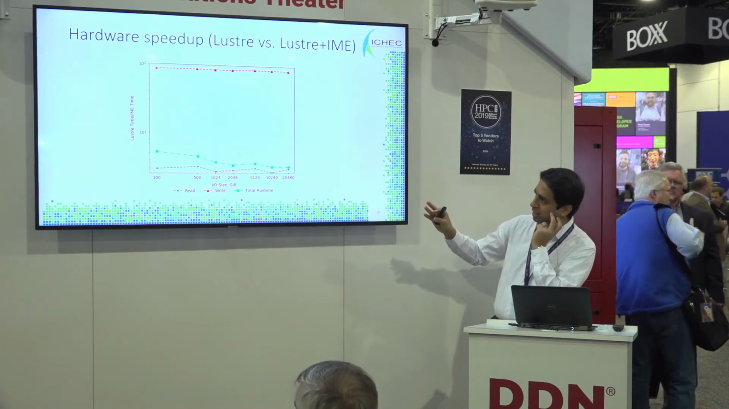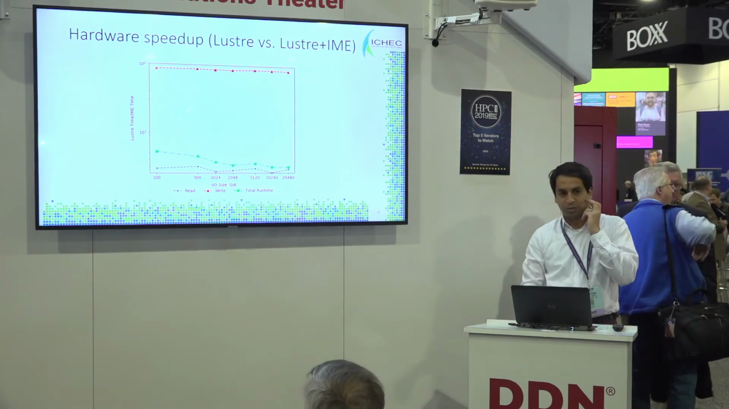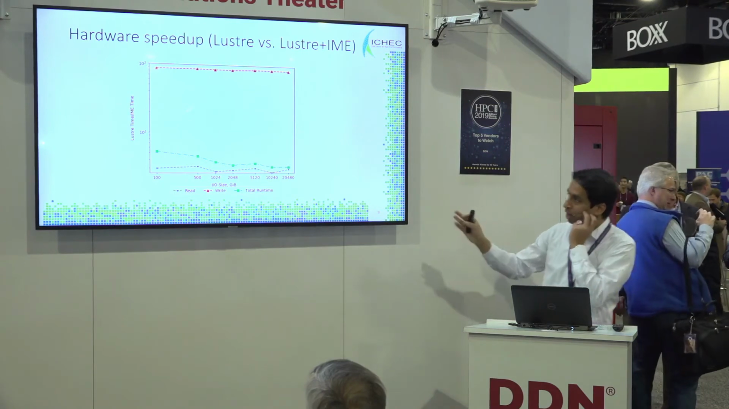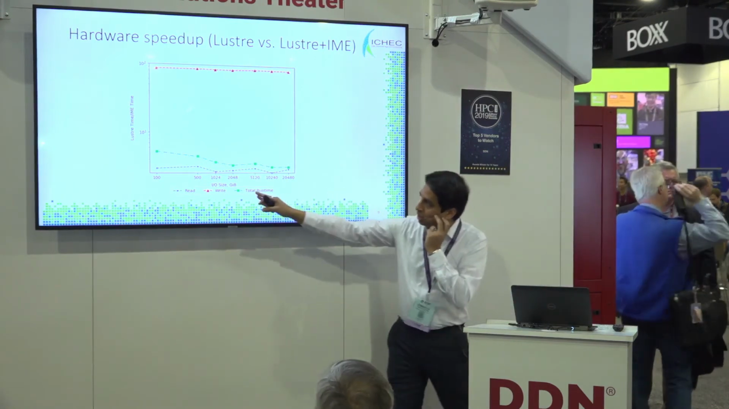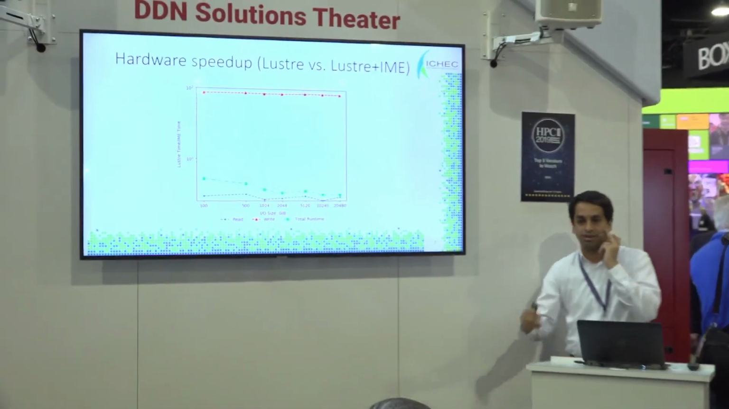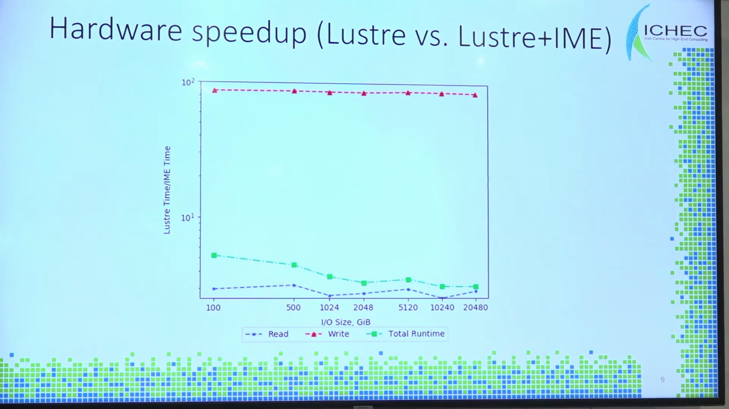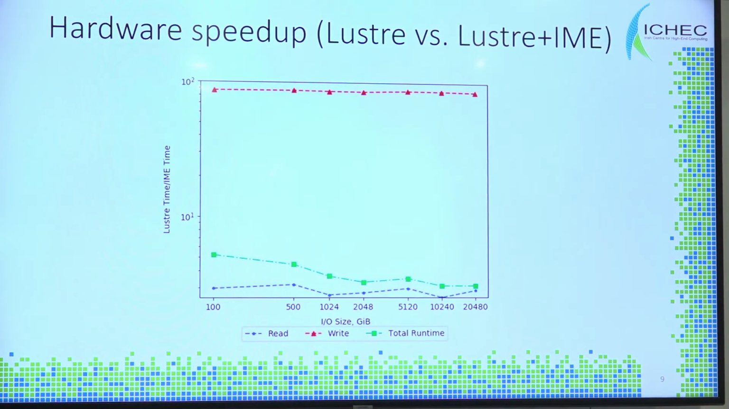What we see is that with respect to the red line on the top, the speed up that we get from IME is pretty much constant and scales as the size of the file itself increases. So in terms of write, we see good scale up in terms of how it performs for larger file sizes.